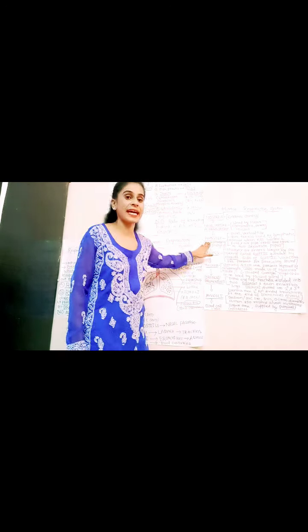Then it moves to the pharynx, guys. P-H-A-R-Y-N-X, pharynx. It's a very short vertical tube, about 12 centimeters in length, and it is lined by lymphatic tissue which is useful in killing the bacteria present in the air. Pharynx is a tube-like structure.